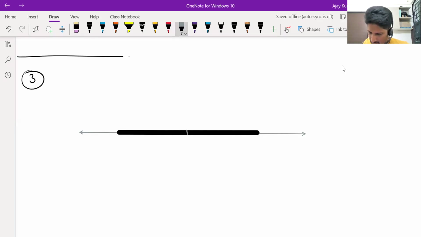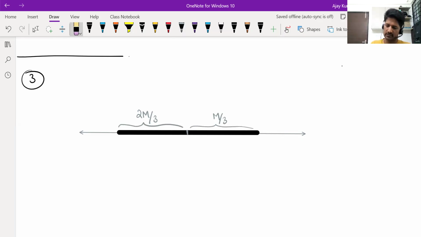The left half of the rod, maybe it's made of denser or heavier particles. So the left half of the rod, let's say, has a mass of 2m by 3, and the right half of the rod has only a mass of m by 3. So total mass is m. Left half is uniform 2m by 3, right half is uniform m by 3. That is how the mass is distributed now.